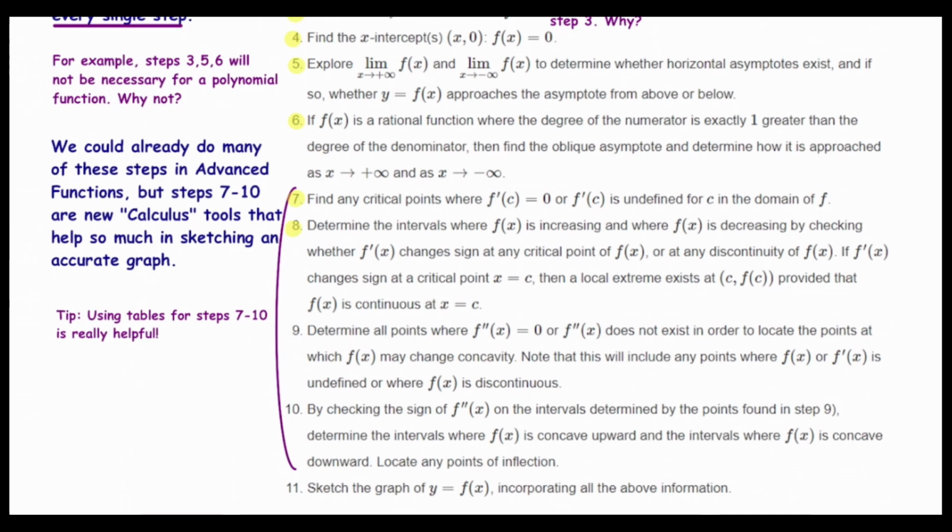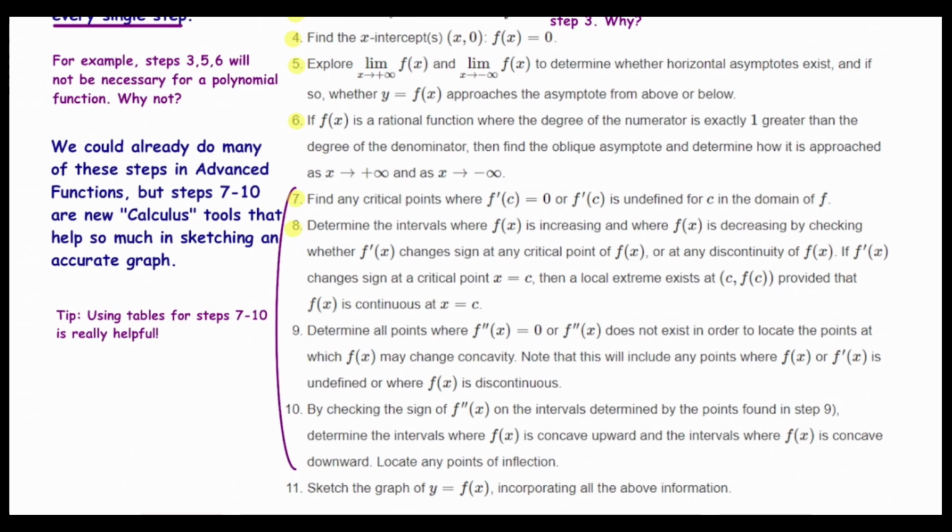Step 9, determine all points where the second derivative, f double prime of x, is equal to 0, or where f double prime of x does not exist, in order to locate the points at which f of x may change concavity. Remember, it's not a guarantee. That's why we do our table and our test points to make sure our concavity actually changes on either side of that point of consideration.